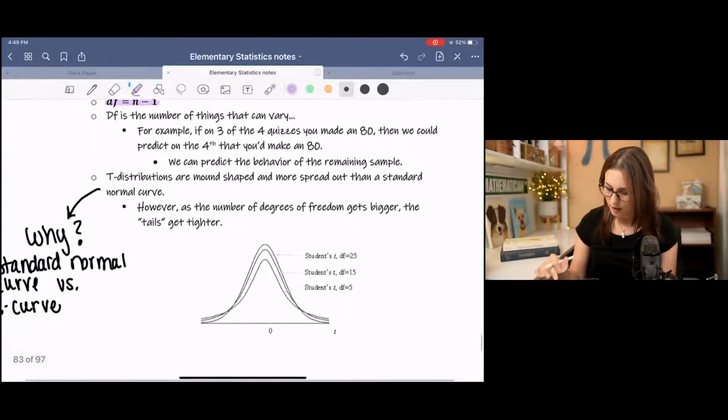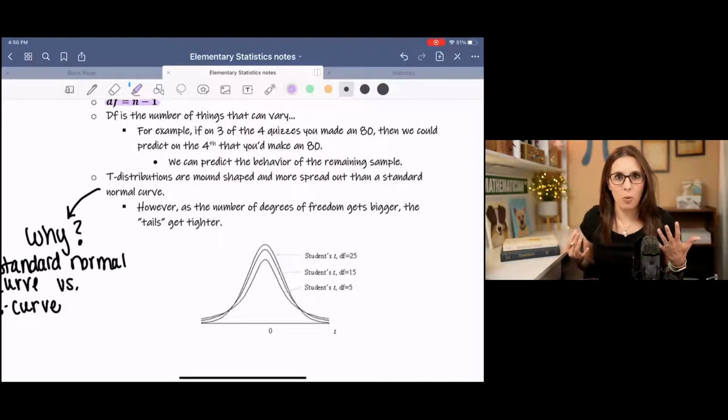And then T distributions are still mound-shaped, kind of bell-shaped like a normal curve, but they are more spread out. And when I was learning this as a student, I wondered, why is it more spread out? I can't just accept that as truth. I have to know why. So in anything in statistics or mathematics, really, you should always question why and dive right into that.